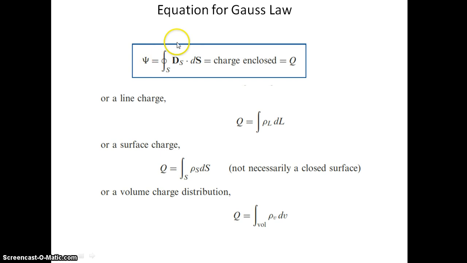So according to Gauss law, psi equal to the surface integral of D_S dot dS equal to the charge enclosed, equal to Q. That means the flux emanating from a closed surface is equal to the charge enclosed by that surface. This is the Gauss law. So we can have different types of charge distribution. For a line charge, Q equal to integral rho L dl, for a surface charge, Q equal to surface integral rho S dS, and for a volume charge distribution, the charge enclosed equal to volume integral of rho V dv. Gauss law states that psi equal to Q: the flux emanating from a surface is equal to the charge enclosed by that surface.